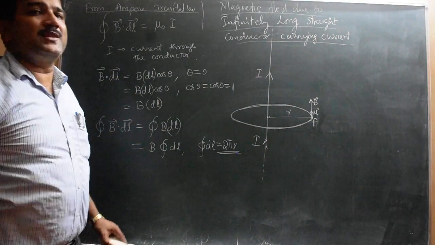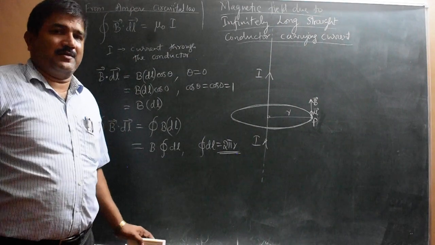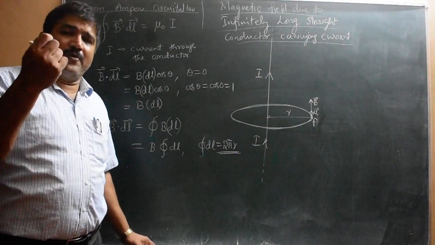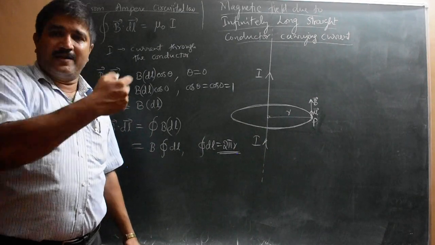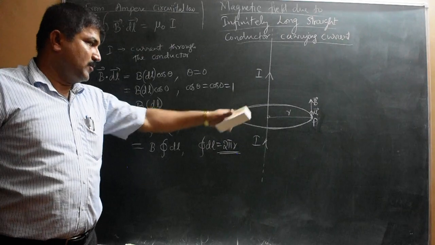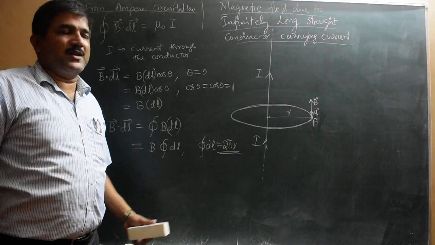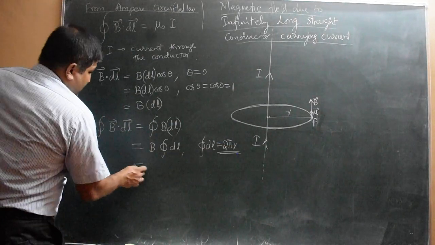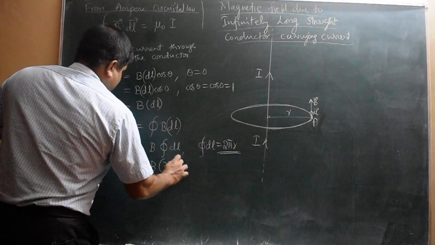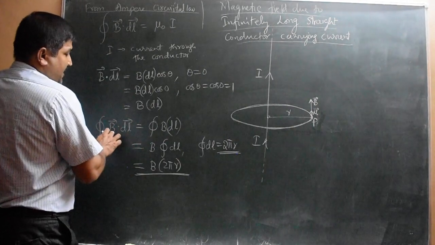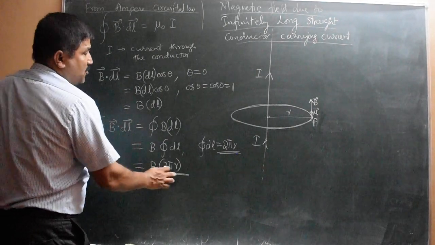If you add 1000 times, it becomes 1 meter. The same idea: however small the elemental length may be, when you add up dl over the entire closed loop, you get 2 pi r. That is the circumference of the circle. So it becomes B into 2 pi r. Now we have the line integral B dot dl equal to B into 2 pi r.